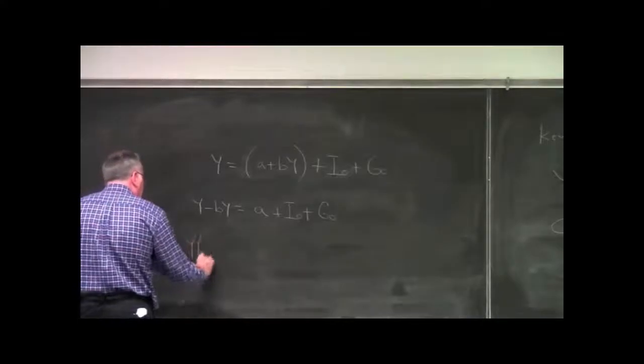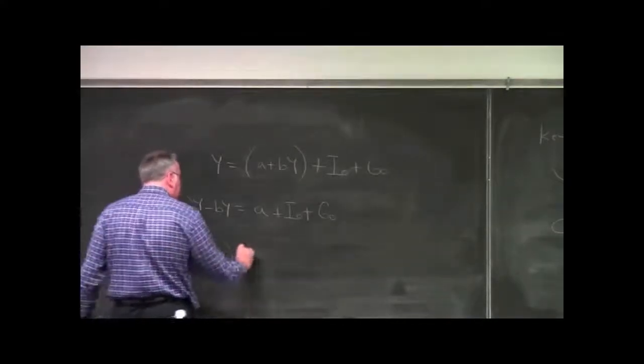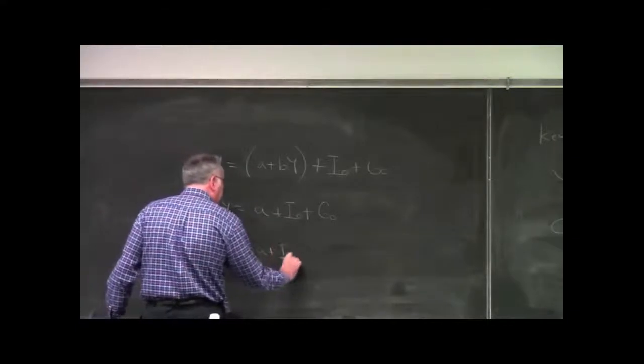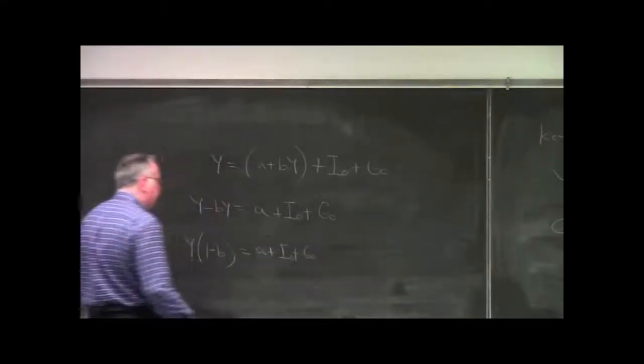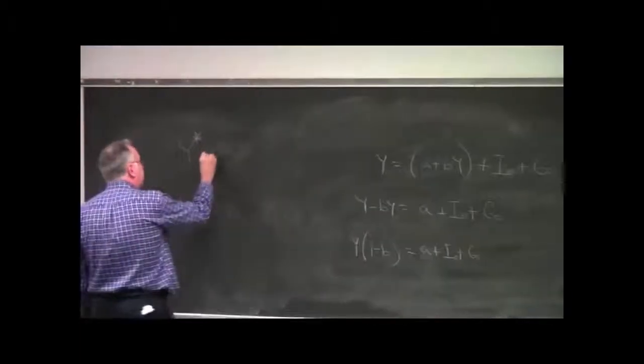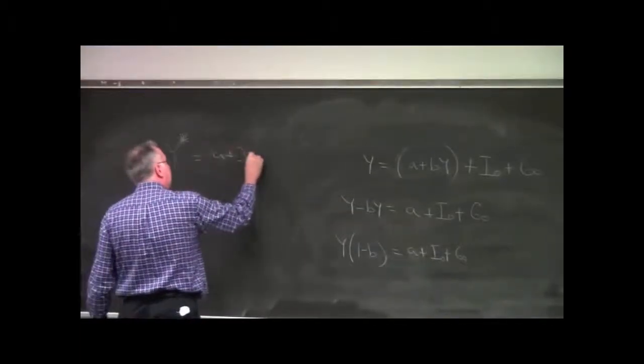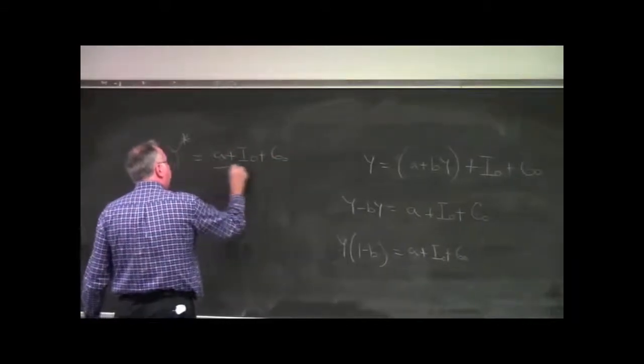Now factor out y on the left-hand side, and we get y times 1 minus b equals a plus I plus g. And now the last step is to divide both sides of this equation by 1 minus b, and then we're just left with y on the left-hand side. So doing that, we get y star, our equilibrium value of y, is just a plus I plus g divided by 1 minus b.